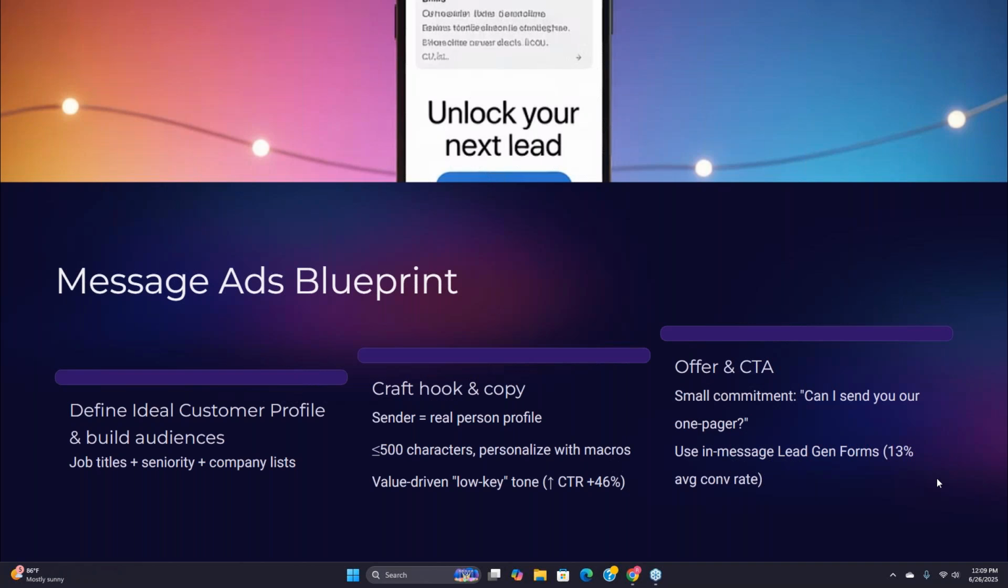Et cetera. So we use in-message lead gen forms, which are LinkedIn's own form baked into LinkedIn. The reason is I've tested this in many different ways. We've sent people to landing pages. It does work. However, it works at a much higher cost, usually because you're taking people off platform.